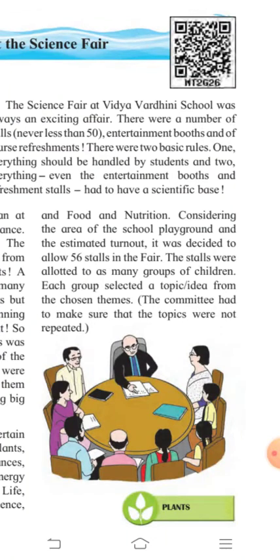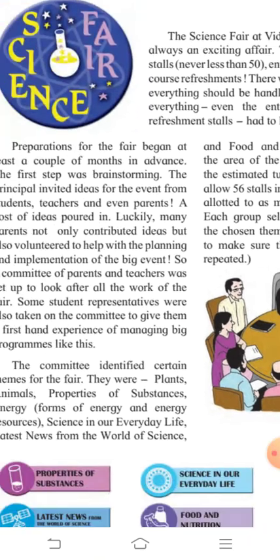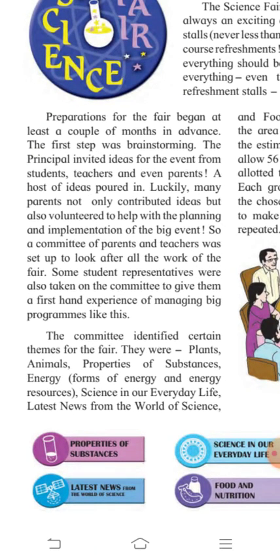Considering the area of the school playground and the estimated turnout, it was decided to allow 56 stalls in the fair. The stalls were allotted to as many groups of children. Each group selected a topic or idea from the chosen themes. The committee had to make sure that the topics were not repeated. Now, the plan was done, ideas were put up. Now it has to be decided what themes would be there inside the fair.